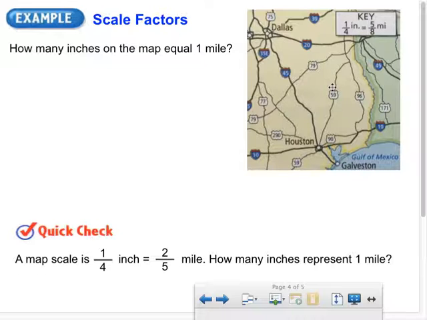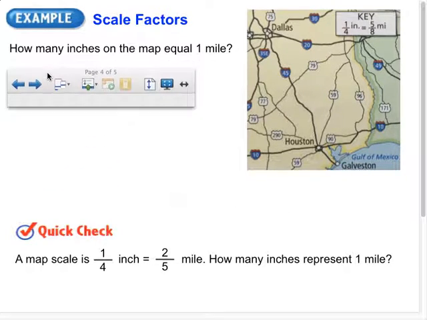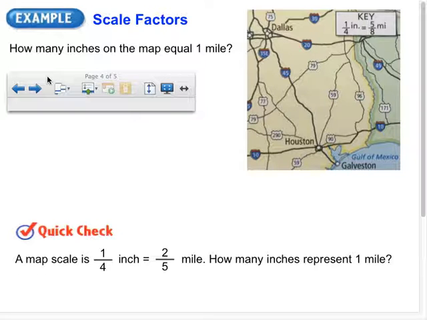You guys understand that? Now, what the question's asking is how many inches on the map equal 1 mile? They want to know what is the unit scale for 1 mile in inches. What is it going to be? So if you guys can set that up and solve it, we've already done a number of examples, so hopefully you guys have a good idea of what you're supposed to do.